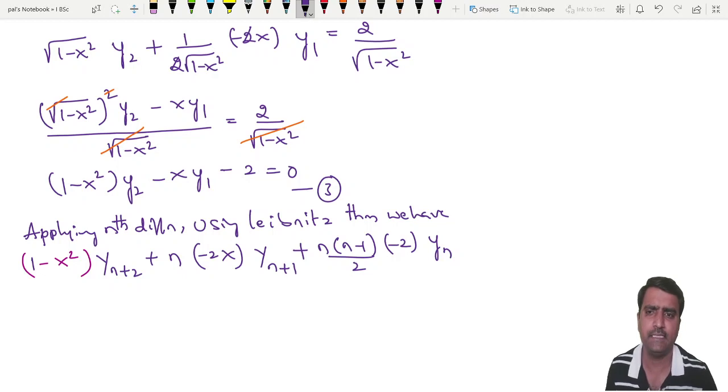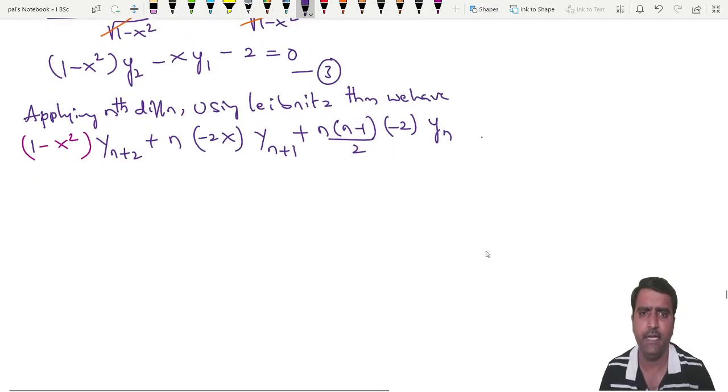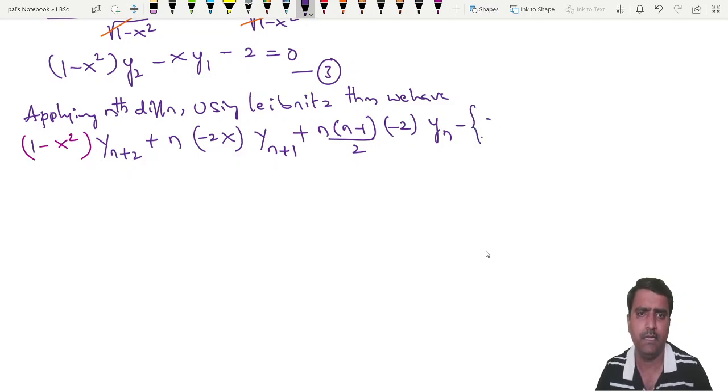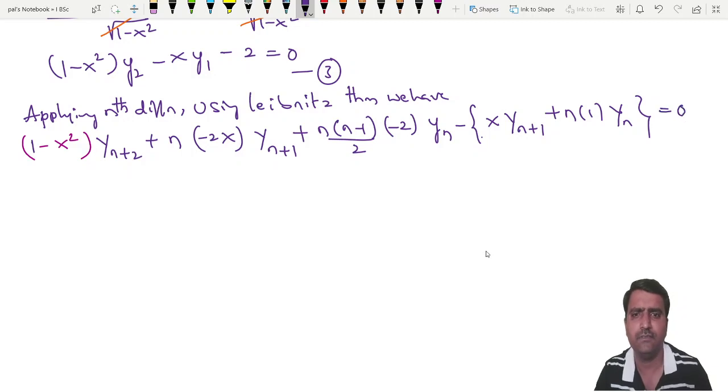Similarly for x y1, we have minus of x into yn plus 1 plus n into differentiation of x, which is 1, and reduce a number, this is yn. Close this, and the differentiation of a constant is 0. That first differentiation itself becomes 0, which is equal to 0.